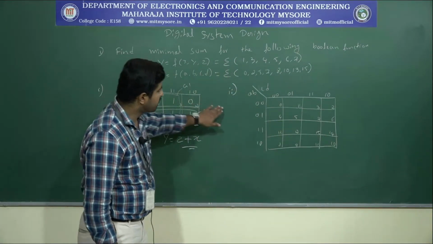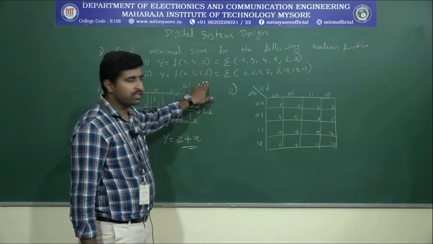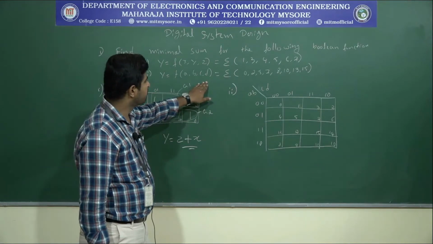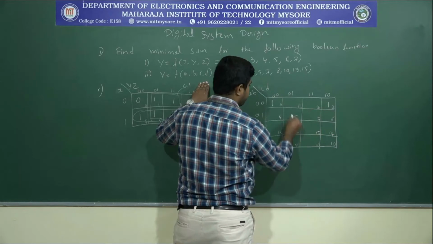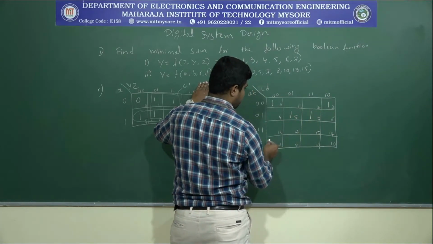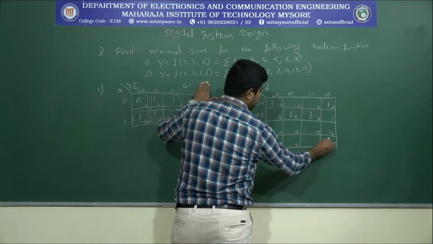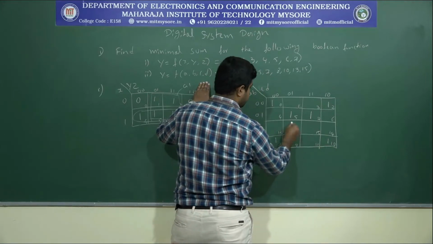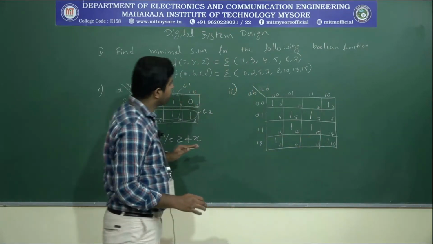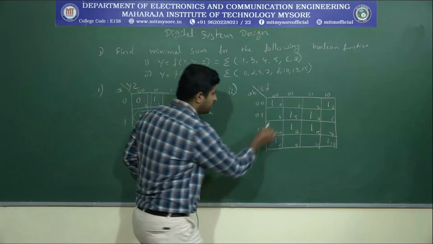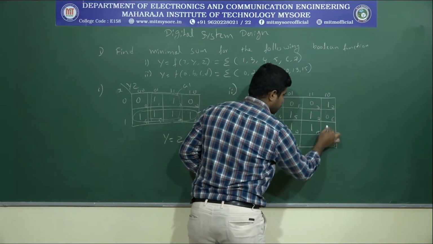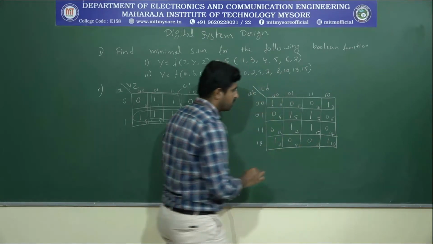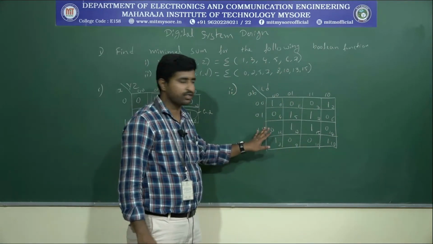Okay, so the K-map is ready. Let's place the logic ones for the given expression here. That is, 0 is 1, 2 is 1, next 5, 7, next 8, 10, 13, 15. Remaining cells will be logic 0. Now let's group the ones.